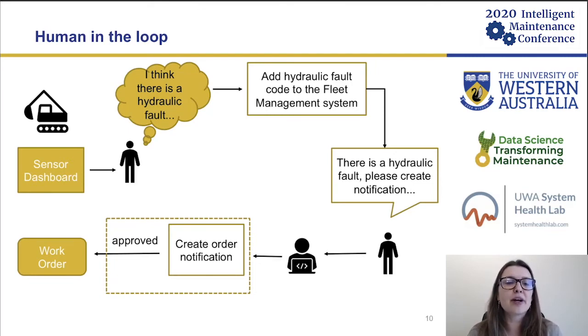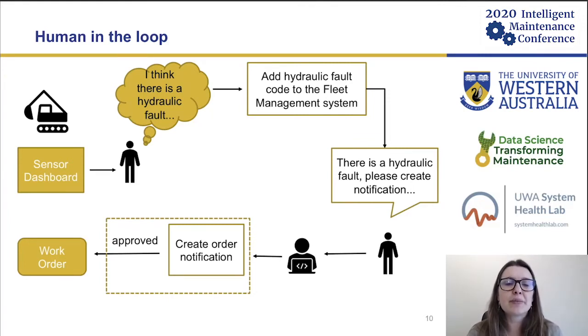However, think for a minute about what we are trying to predict. We are trying to predict a failure event that has not yet happened. In our case, a hydraulic fault. First, we use a code in the fleet management called hydraulic fault. But this is an operator-generated code. It is the perception of an individual operator that a hydraulic fault is likely to happen. Is this a good response variable? What else could we use?